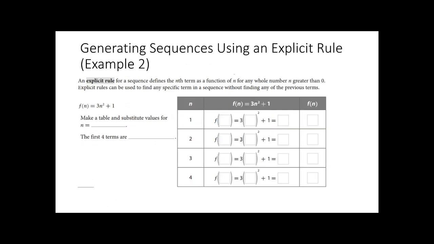Generating sequences using the explicit rule. There are two types of rules to talk about when we talk about sequences, and the first one I want to get to is the explicit rule. An explicit rule for a sequence defines the nth term as a function of n for any whole number n greater than 0. This is the first explicit rule that you see, and it's just a function. Functions can be used for these rules.